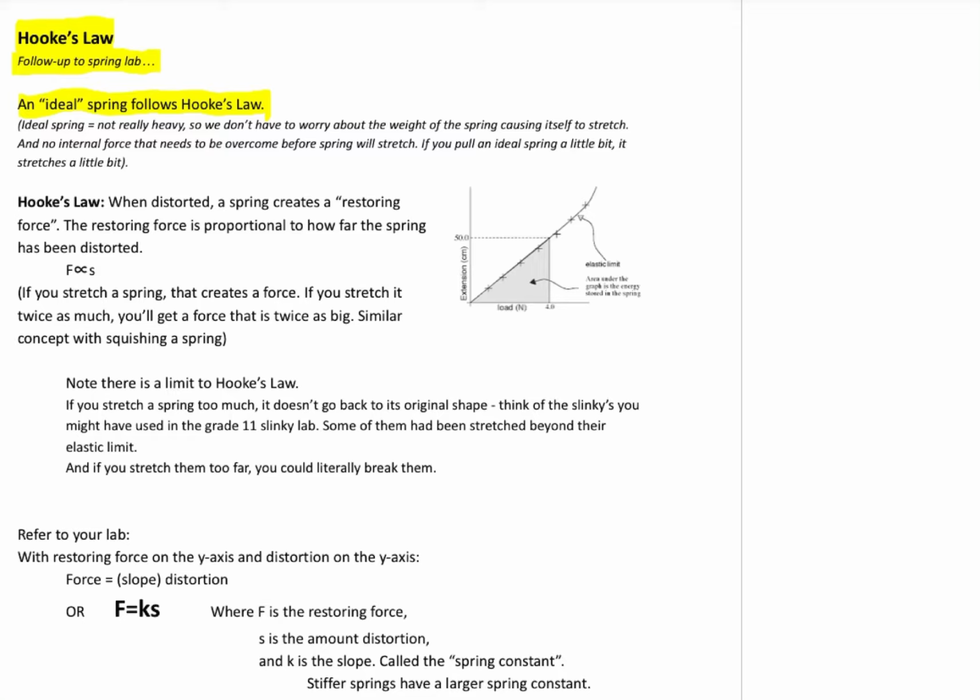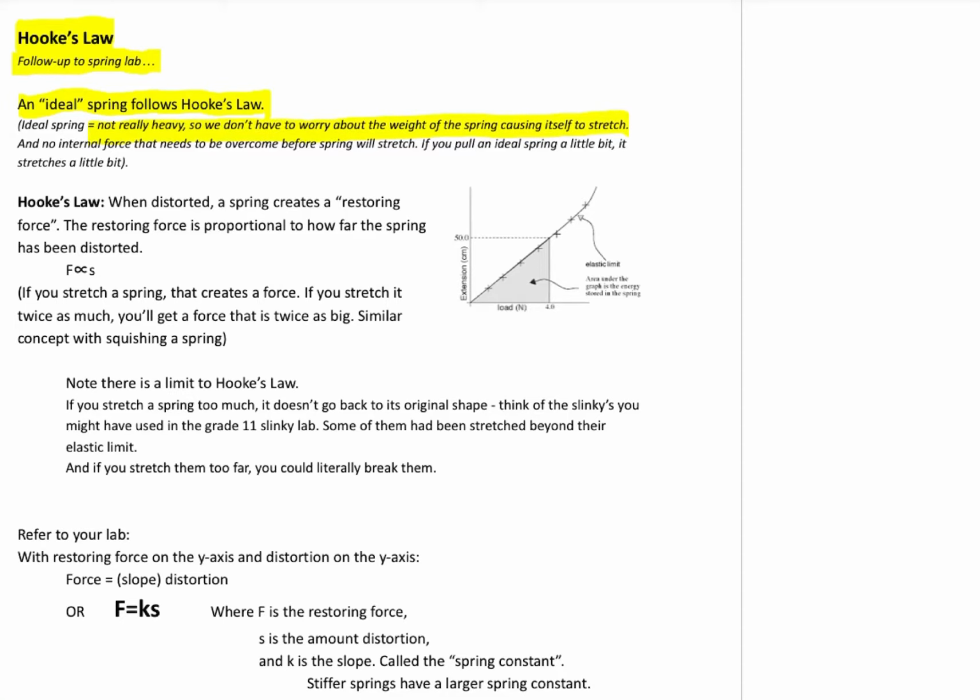An ideal spring is one that just sort of behaves nicely. It's not really heavy. If you had a slinky in your house and held one end vertically, the bottom end would get pulled by its own weight and stretch the slinky. That's not an ideal spring. An ideal spring isn't so heavy that its own weight causes it to stretch.